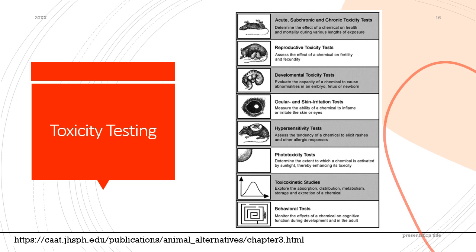All the toxicity testing is composed of acute, subchronic, and chronic toxicity; whether it affects reproduction of the animal or not; affects animal development or not; eye or skin irritation or not; whether there is sensitivity or allergy or not; whether it causes mutation or not; and we use the fate of the chemical and behavioral tests. This shows all the toxicity testing.